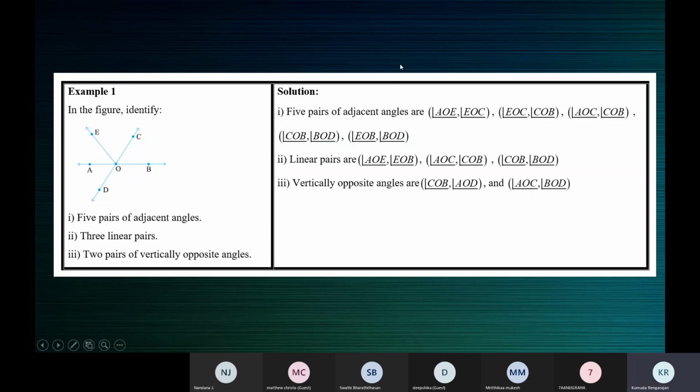Did you check your answers, children? Is it matching with what I've typed here? Yes, ma'am. Check the answer, ma'am. Okay.